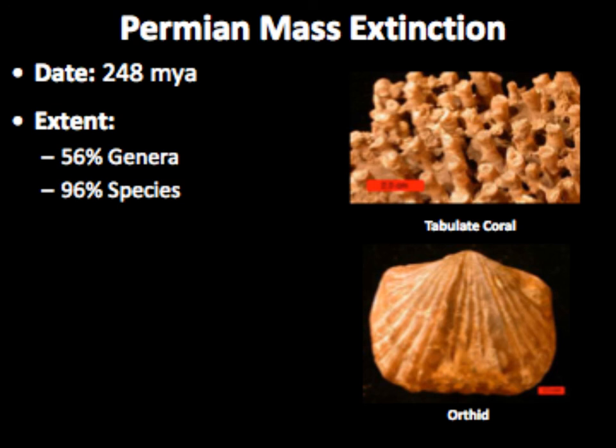56% of the genuses around the globe went extinct. 96, holy cow, 96% of all species globally went extinct. Think about how much of an evolutionary reboot that is. Only 4% of the species on the planet remained after this mass extinction. To fill the space on this slide, I've put a couple of the more popular organism types that went extinct in the end Permian mass extinction.